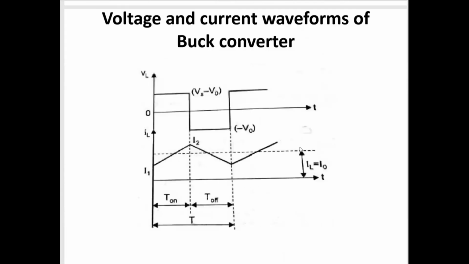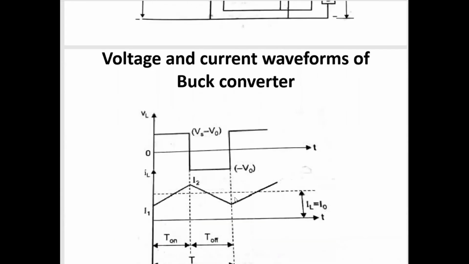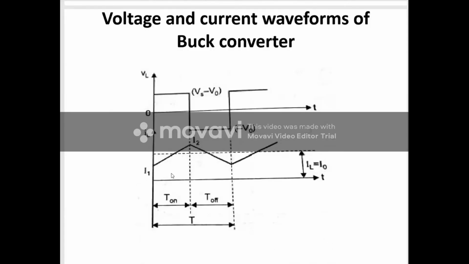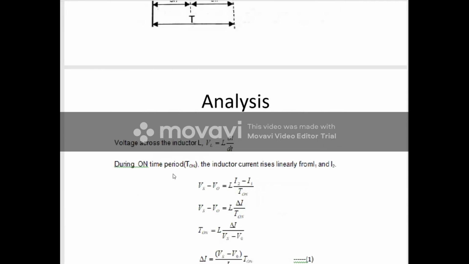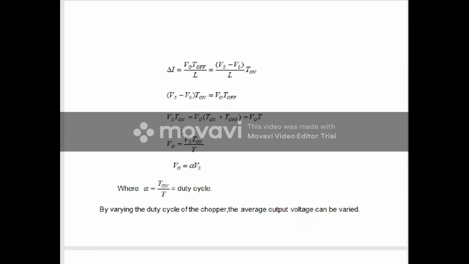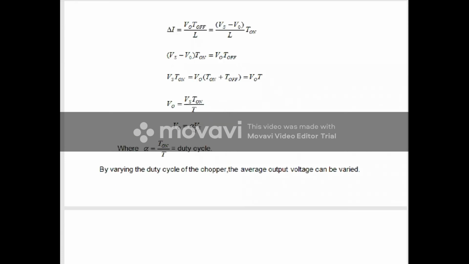From this converter's waveform, we are not drawing the output voltage; we are drawing the voltage across the inductor and the voltage across the capacitor. From the voltage and current waveform, we are going to derive the output voltage. What is this converter? Buck converter. What is a buck converter? It is a step down converter. What does step down converter mean? The output voltage V0 is equal to alpha into Vs, where Vs is the applied input voltage and alpha is a fraction.